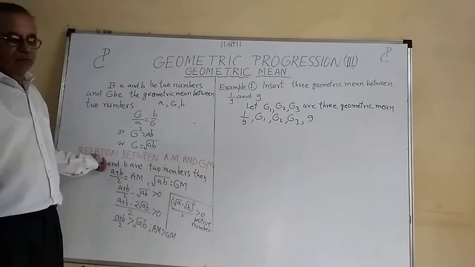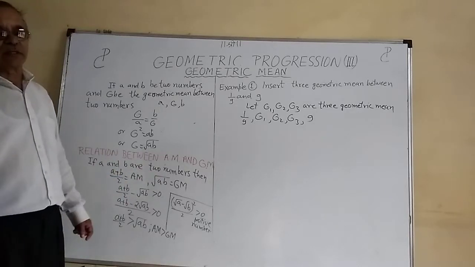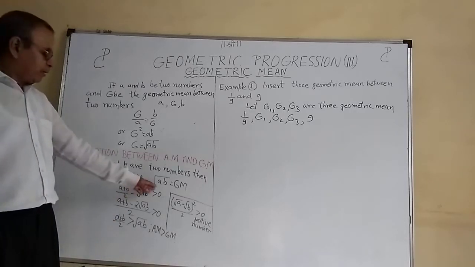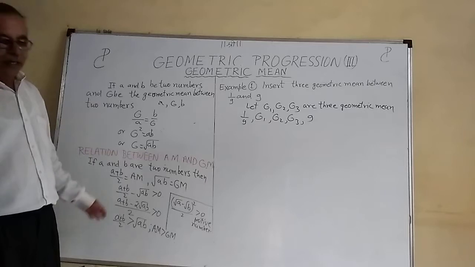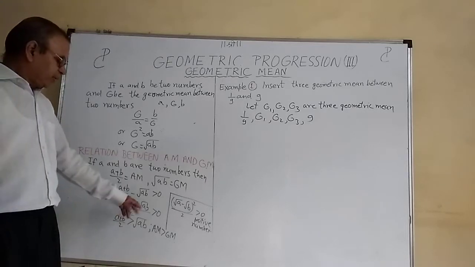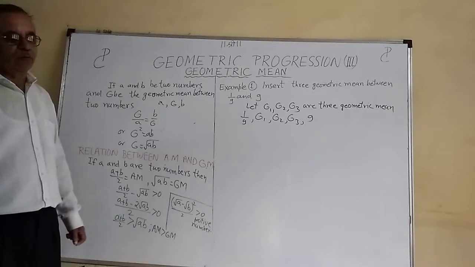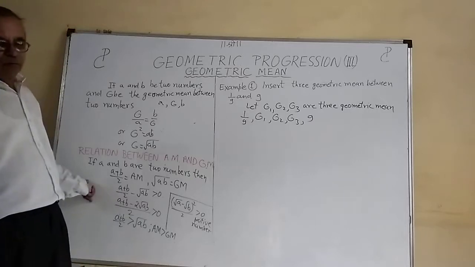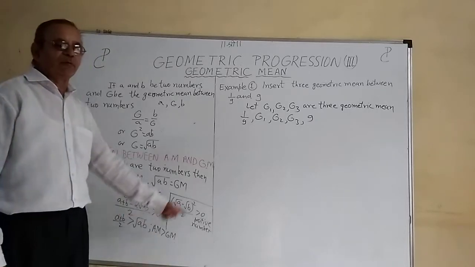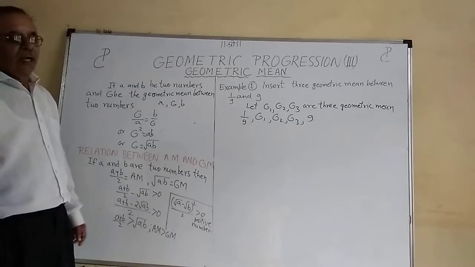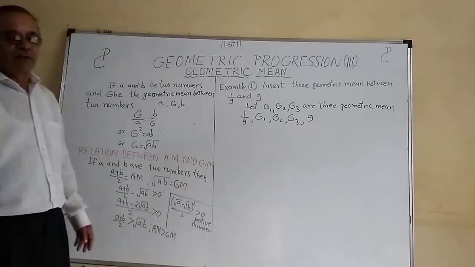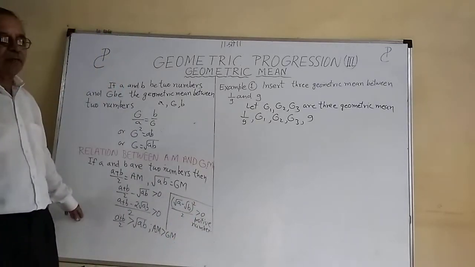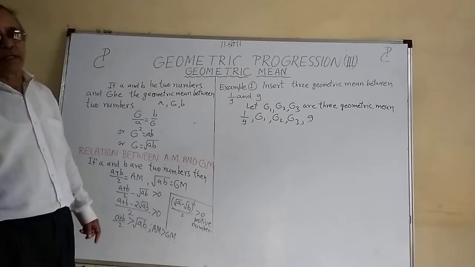Of course, it looks like the arithmetic mean is greater than the geometric mean. So (a plus b) upon 2 minus under root ab is greater than 0. I take the LCM: (a plus b minus 2 under root ab) upon 2 is greater than 0. I make the perfect square in the form of under root: (under root a minus under root b) whole square upon 2 is greater than 0. Greater than 0 means it is a strictly positive quantity. So the arithmetic mean is greater than the geometric mean.